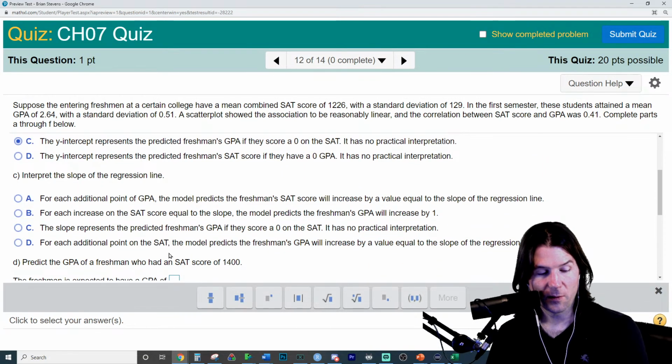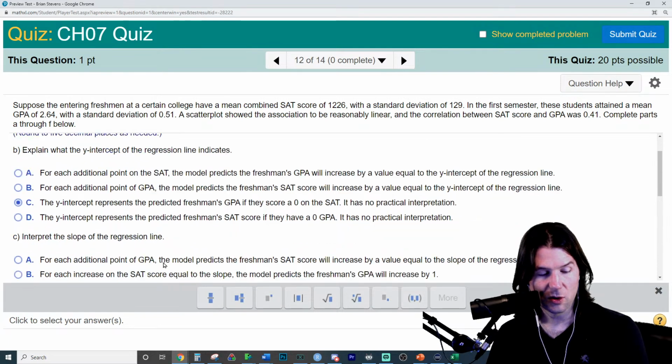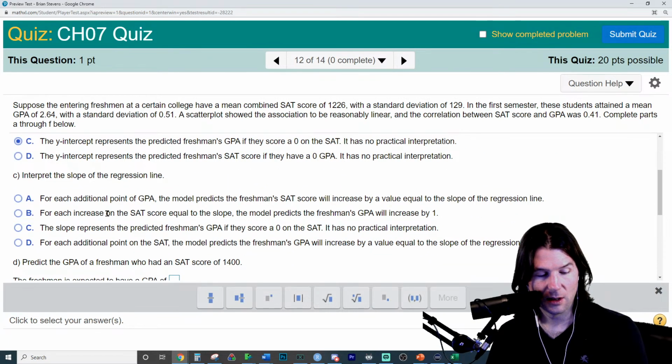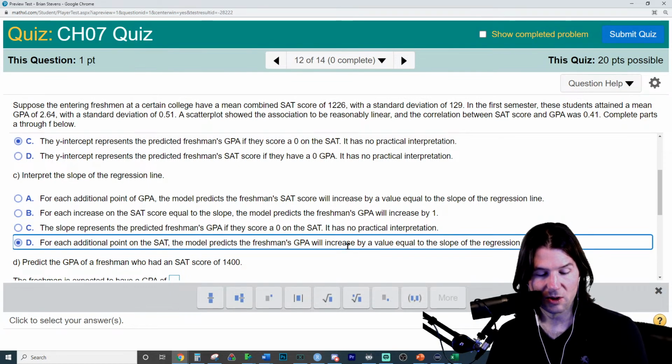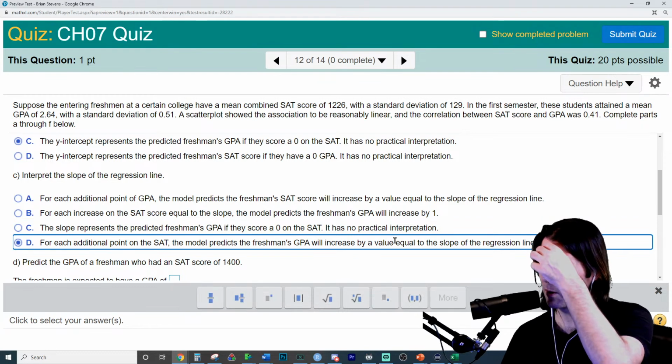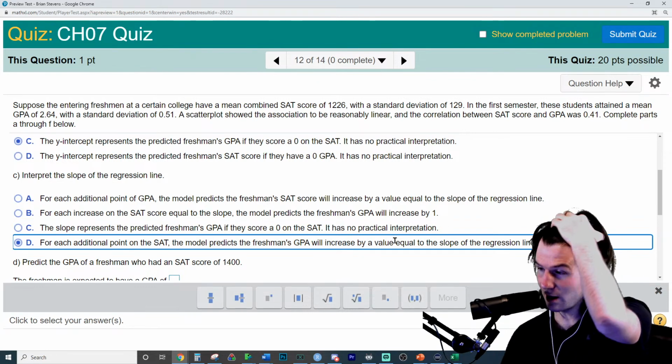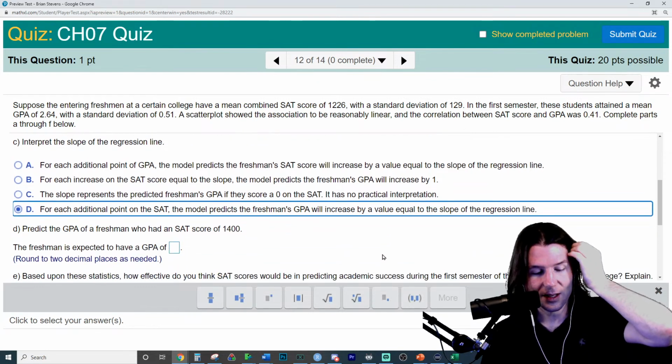Interpret the slope right here: for each 1 unit increase in the score on the SAT. For each additional point on the SAT, the model predicts the freshman's GPA will increase by the value of the slope coefficient. Yeah, of course. We'll do the calcium question next. You got it, Caitlin. Thank you for asking.